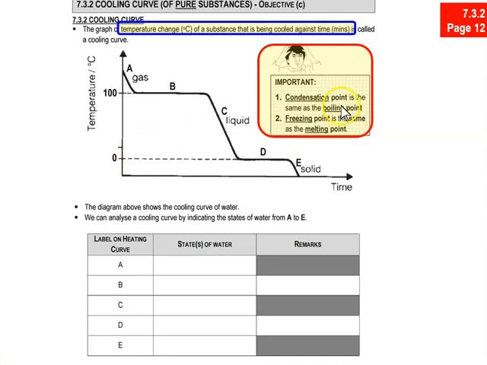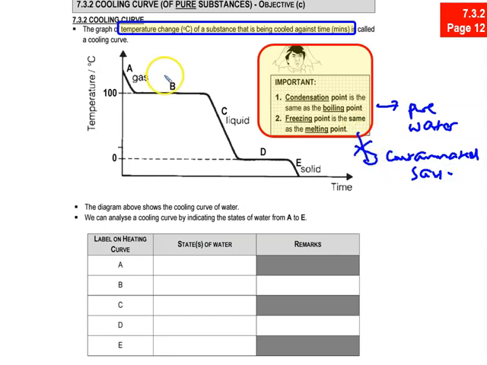Okay, and also take note that the condensation point and the boiling point are the same, and the freezing point and the melting point are the same, only in pure water. So you may want to take note of this. This only takes place in pure water. That means if water is contaminated, let's say with salt, this will not be the case.